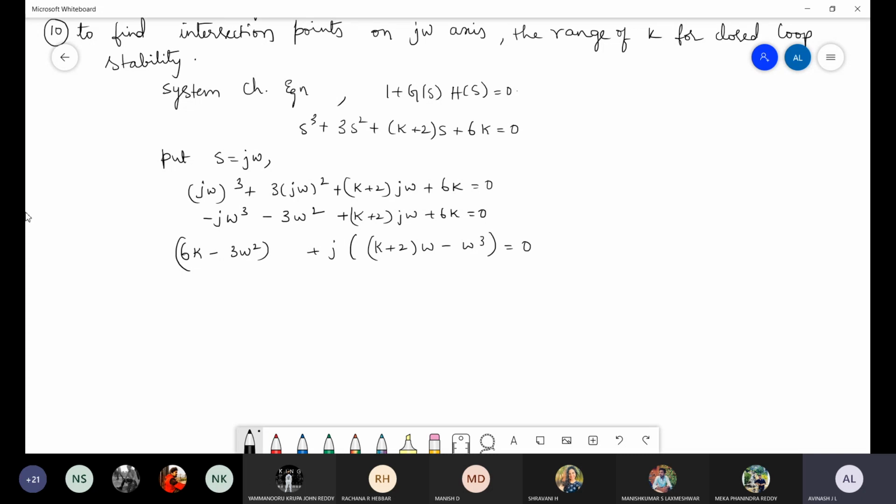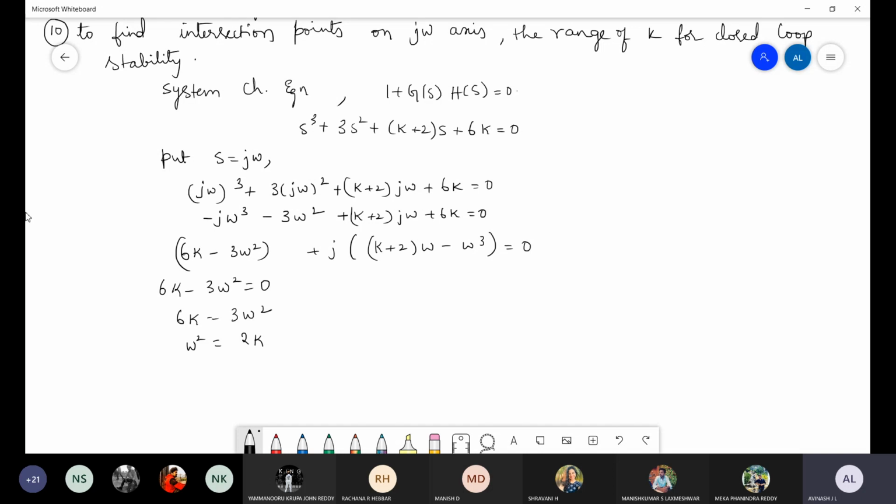So in that case, what we get is 6k minus 3 omega square is equal to 0. So 6k equals 3 omega square. Here omega square will be equal to what? 2k. Three ones are 3, three twos are 6. So omega square will be equal to 2k. That is what we get.